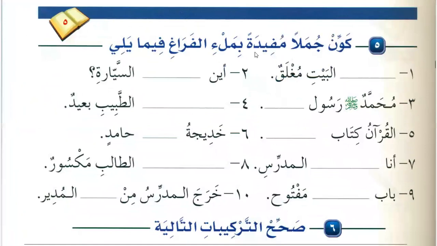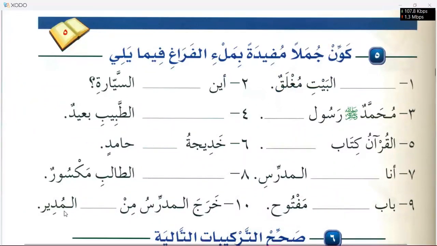Kawwin jumalan mufidatan bimal'il faraghi fima yali. Make meaningful sentences by filling the blanks below. Ms. Widad. باب البيت مغلق. You cannot use alif lam with mudaf. Okay, باب البيت مغلق.